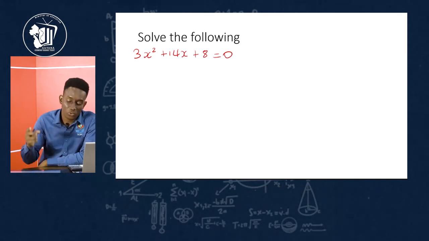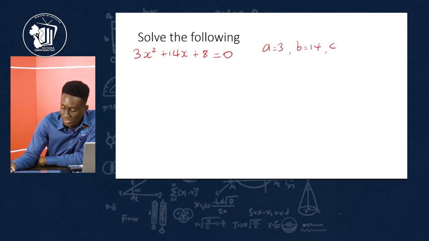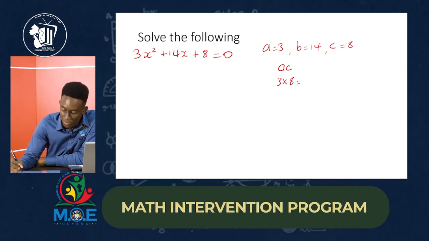So the first thing we want to do is factorize this expression using the AC method. So we know we have to identify A, B, and C. We know A in this case is equal to 3, B is equal to 14, and C is equal to 8. So we find AC. AC would be 3 multiplied by 8, and 3 multiplied by 8 would give you 24.